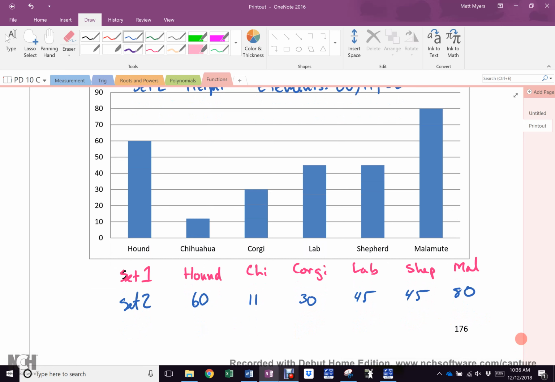Is this a function or is it a relation? We already know it's a relation. Is it a function? Some people are shaking their heads. Some people are doing nothing. Why is it not a function? Not Corgi and Lab. Look again. Najim? Doesn't have to be a pattern. No, there doesn't.